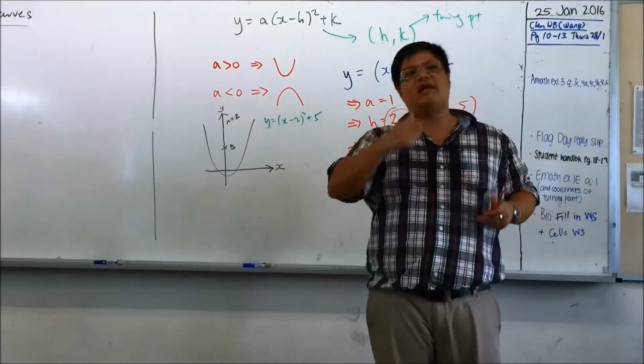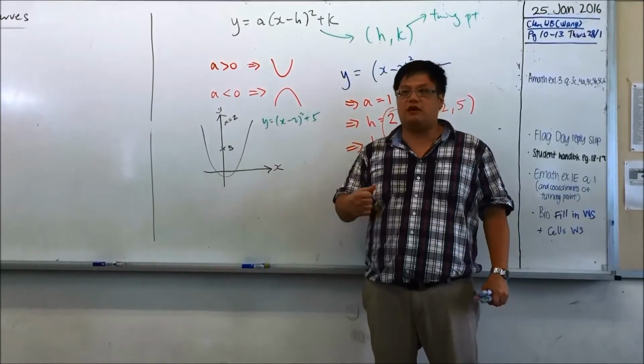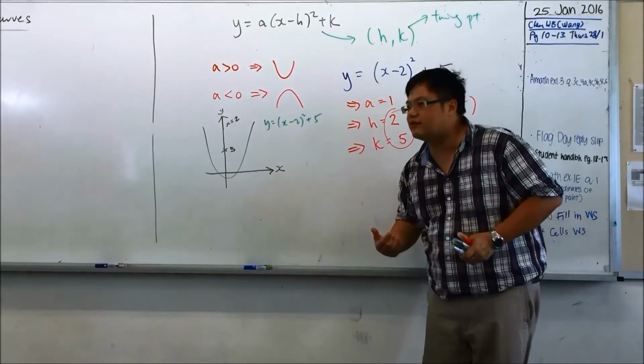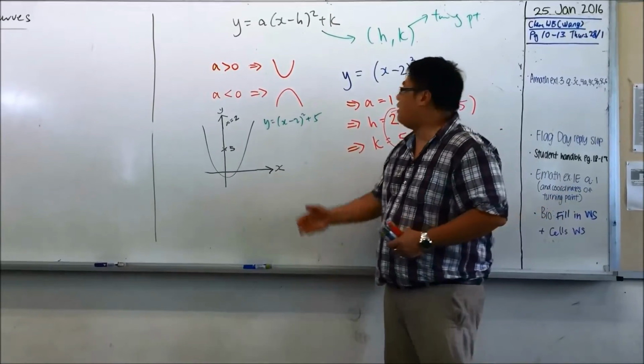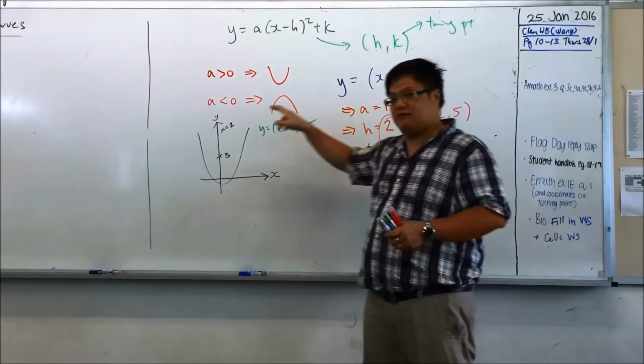Okay, one thing that I like, she's able to identify straight away this is a U-shaped graph. Christy, how do you know this is a U-shaped graph? Because the a is positive. Very good. a is positive, right? Over here, the a is 1, we know it's a smiley face graph.